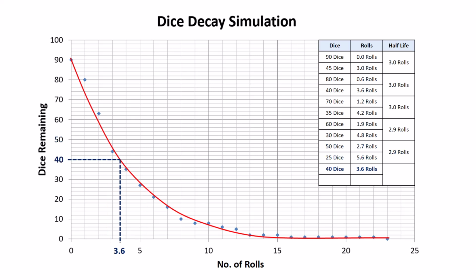At approximately 3.6 rolls there are 40 dice remaining. It takes approximately 6.5 rolls to reduce the number of dice remaining to half this value, being 20. In this scenario, the half-life is approximately 2.9 rolls of the dice.